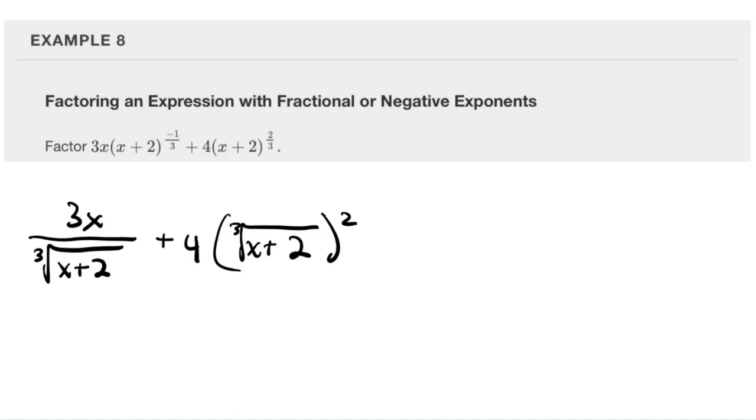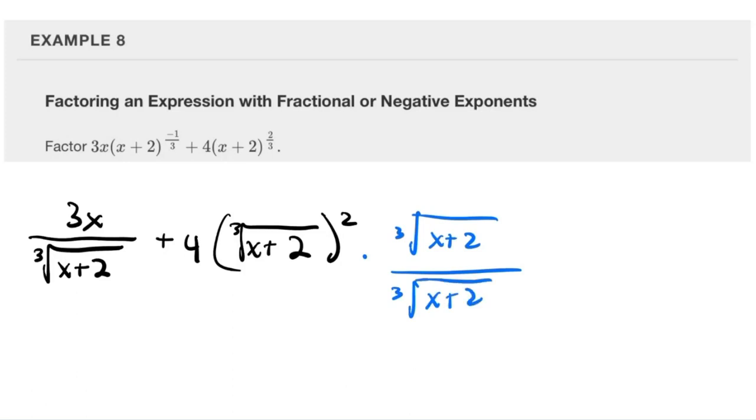Now we could multiply by 1. Well, actually, we could get a common denominator. Yeah, let's get a common denominator first. So we can multiply the second one by 1 so that they have the same denominator, right? So I'm going to multiply by 1 in the form of cube root of x plus 2 over cube root of x plus 2, right?